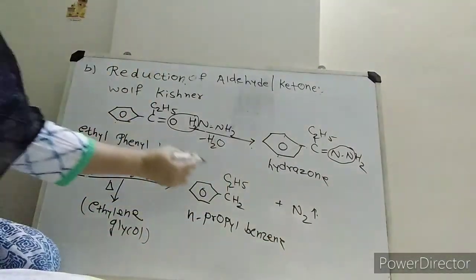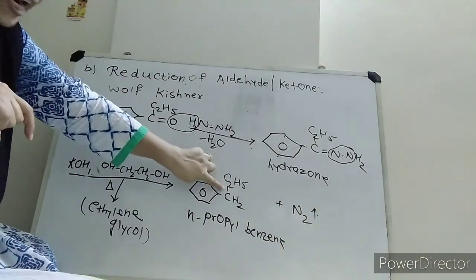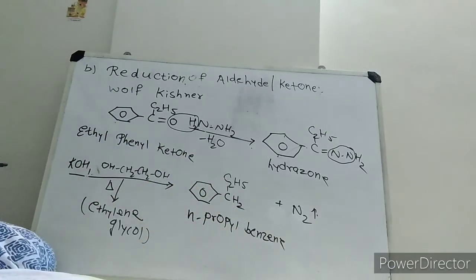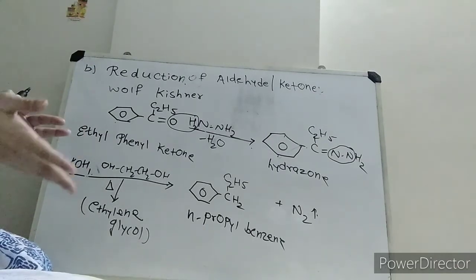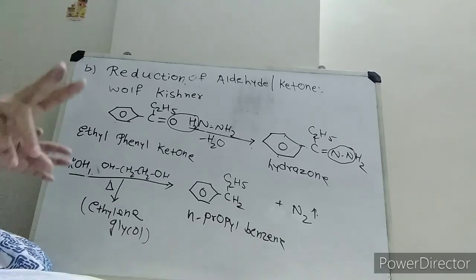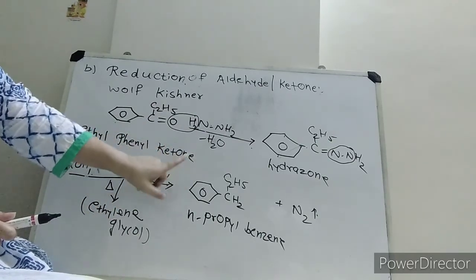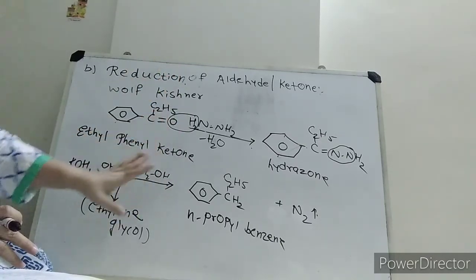Why propyl? Because there are 3 carbon atoms in a straight chain, see in this way. So it is n-propyl with the benzene ring attached. So Wolff-Kishner reduction is used to synthesize straight chain alkyl substituted benzene, which is not possible by Friedel-Crafts alkylation. Whatever I am telling you now is used in MCQs. This method is used to prepare straight chain alkyl benzene, and this is not possible by the Friedel-Crafts reaction.